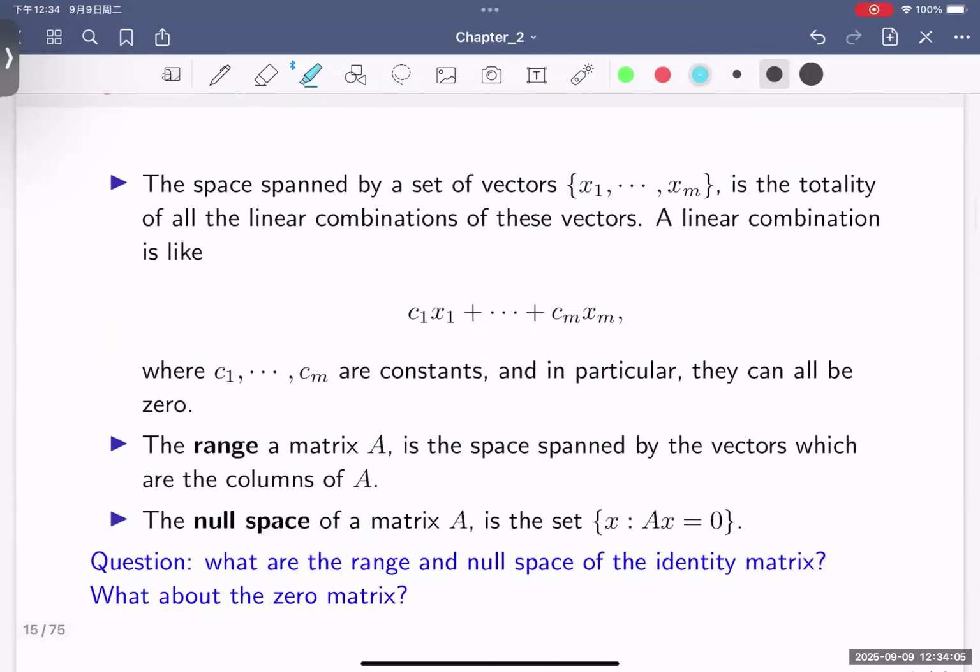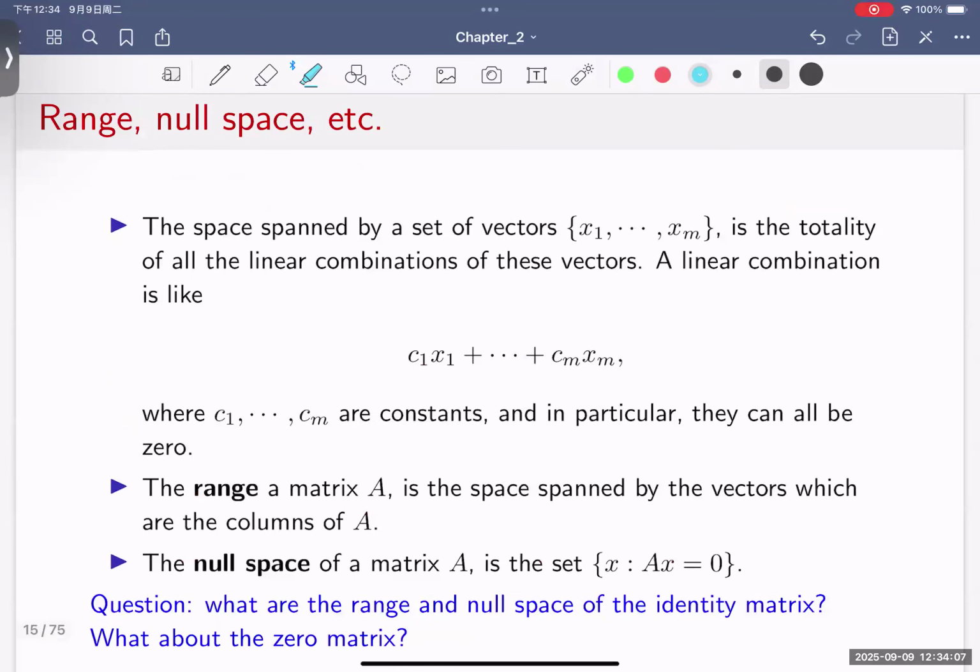Now we have finished this part. For a matrix, we also define spaces. Commonly, there are two kinds of space related to a matrix. The first is called the range, and the second is called the null space.